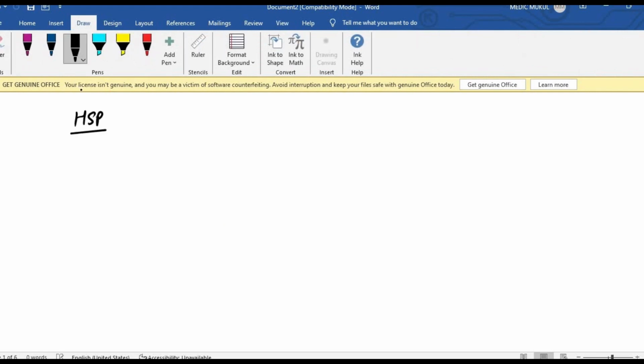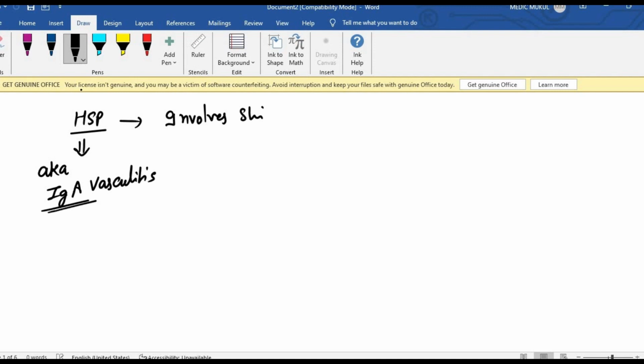So what does it involve? It involves the skin. This is also known as IgA vasculitis, which I just told you. So what happens? This IgA is there.